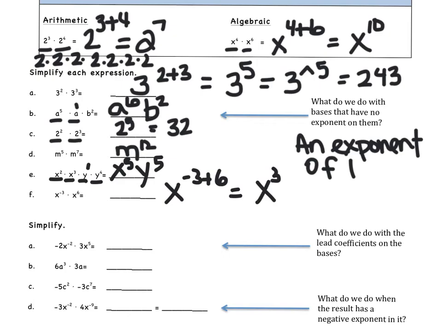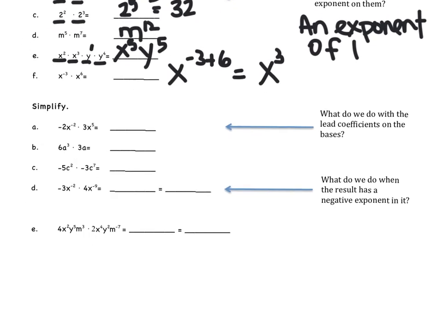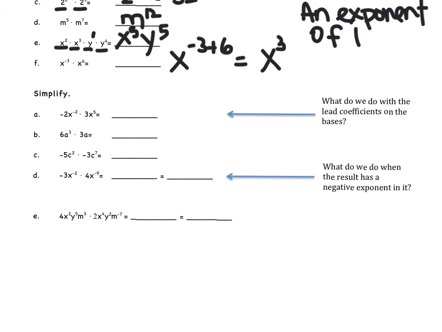All right, let's move down here and take a look at some simplifying. What happens when we have leading coefficients on our bases? Leading coefficients are the numbers in front of our x's or our variables. What we can do is take the numbers and we can work with those first.